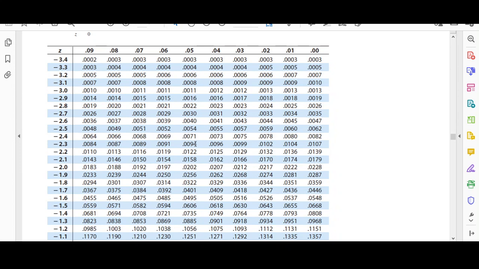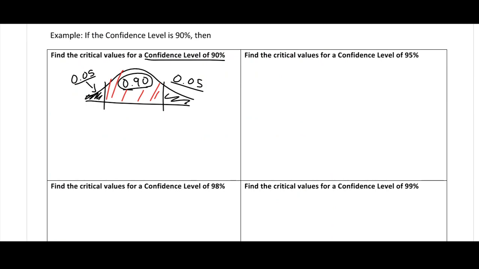If it's exactly in the middle, then 1.645 is what I'm going to write down. To get my z critical for this, the positive value is 1.645, and then the negative value for the z critical is negative 1.645. And that's pretty much it. That's your critical value for this confidence level. You can figure this out, and this will help you later on to find your margin of error.